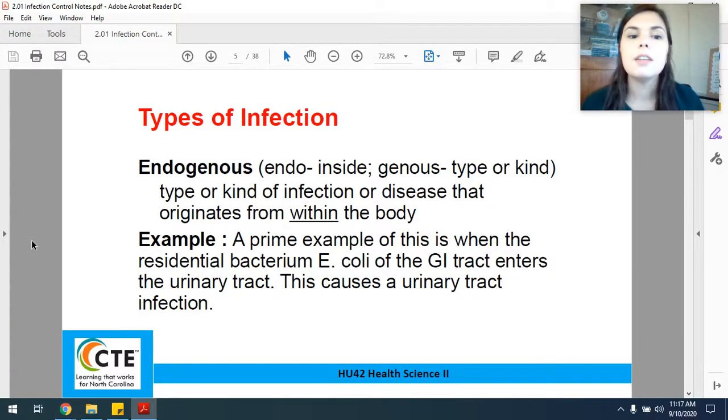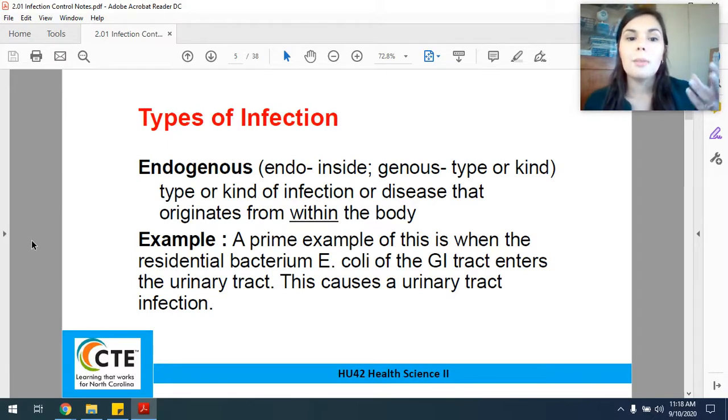We also have endogenous versus exogenous infections. Endo means inside, and genus means the type or kind. So an endogenous infection would be a disease that originates from within the body. An example of this is when residential bacterium E. coli of the GI tract then enters into the urinary tract.